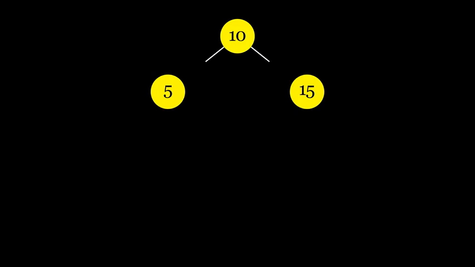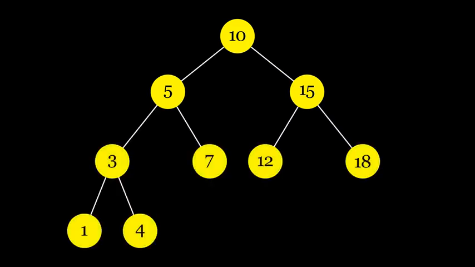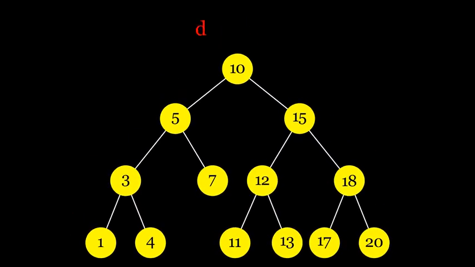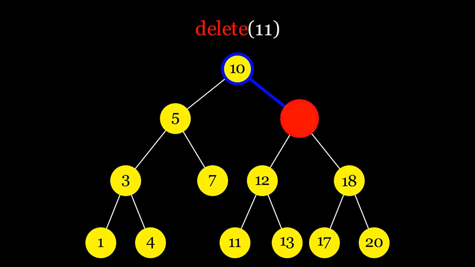Let's visualize the delete operation with animations. Suppose we need to delete the node with the value 11. The algorithm will begin at the root node and compare the key with the current node's value. It will recursively traverse through the tree, moving either left or right, depending on whether the target value is smaller or larger than the current node.